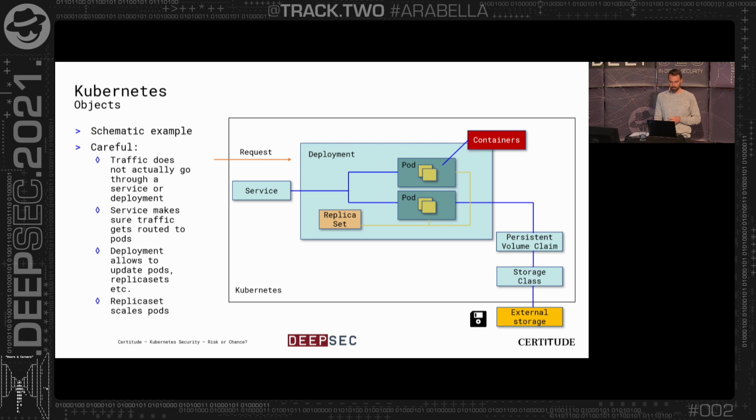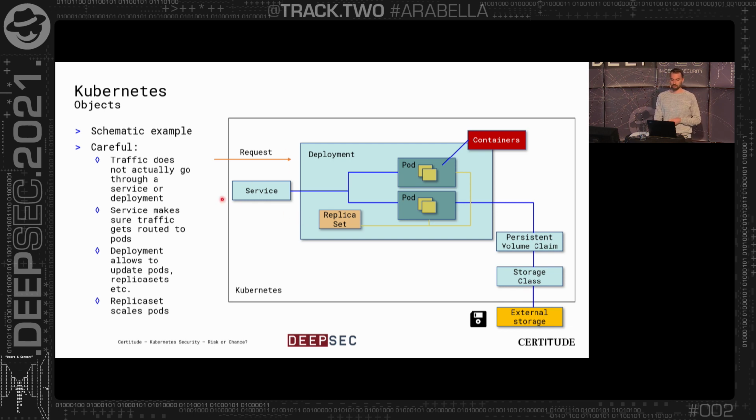This is just a simple schematic example of services and pods and how they interact. So we can see here we have our containers. They are configured in a pod object in Kubernetes. We have a deployment, which allows us to handle releases. So when we want to upgrade to a new version, we can do this with the deployment configuration.